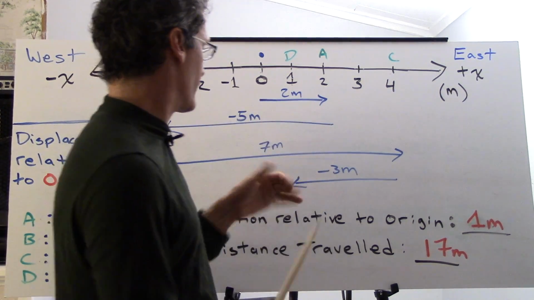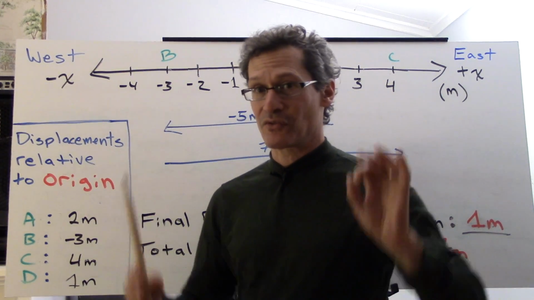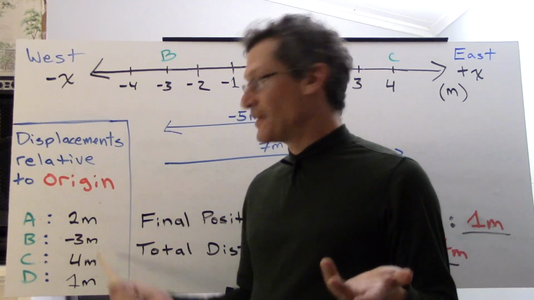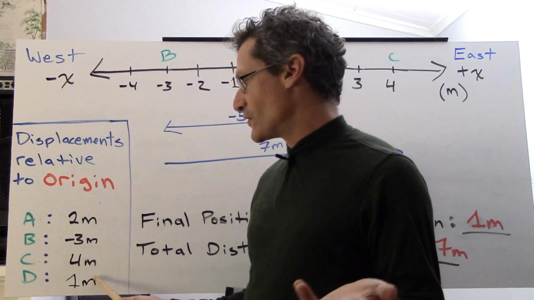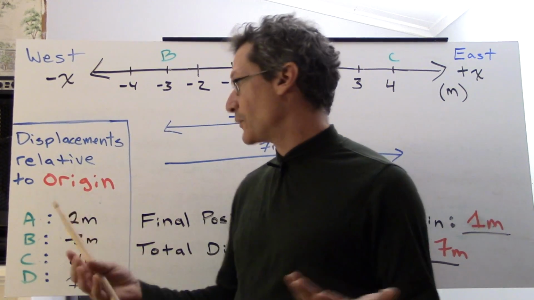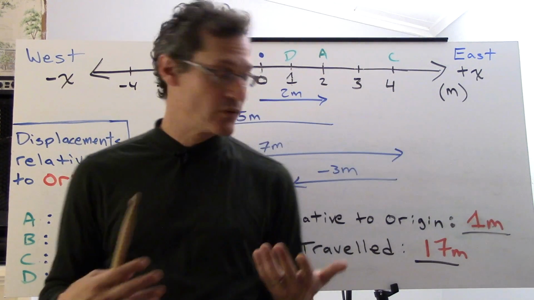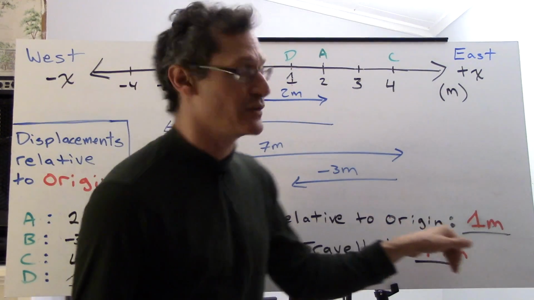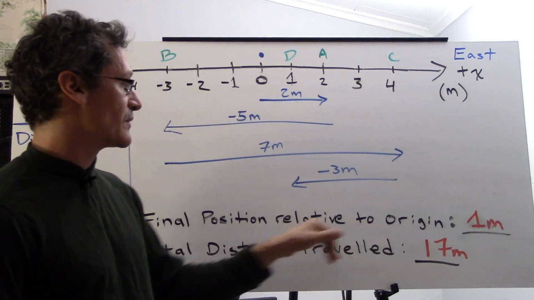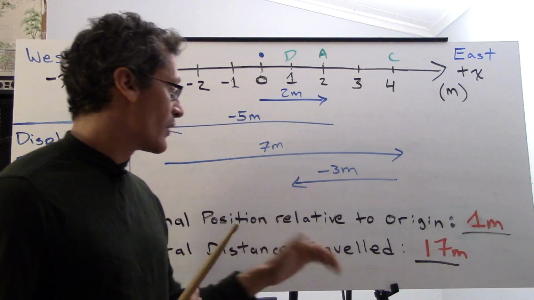So what we can see very readily is that our final position is so easy to detect relative to the origin because it's specified right here. You just look at D, okay? Position D is 1 meter. That's where we end up. And we started at position 0. So our total displacement, or final position relative to origin, is just +1 meter, okay? What is the total distance traveled?